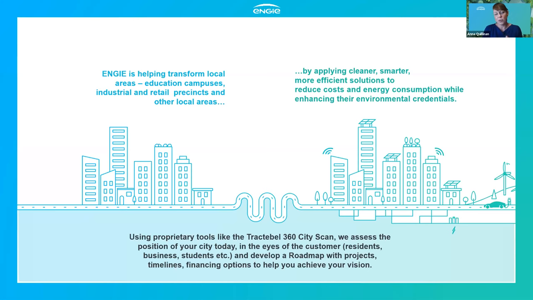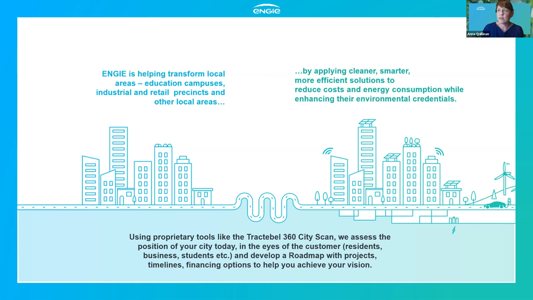And then from there, we develop a roadmap. And when I talk about a roadmap for the Australians on the call, I'm not talking about a document that might just talk to ideas. We actually formulate a plan with specific projects that need to be carried out with a timeline and financing options that will help the city or the precinct to achieve its vision, whether that be net zero or climate positive, whatever that vision is.